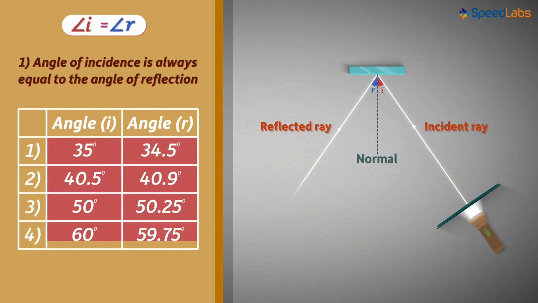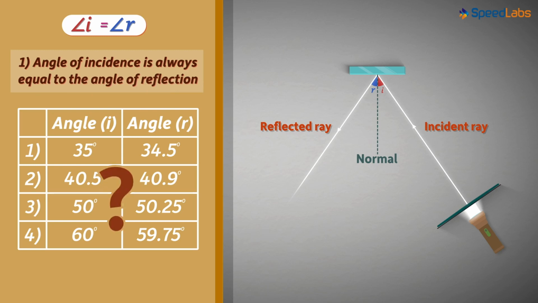When we look at the readings, we see that in each case, the angle of incidence and the angle of reflection are approximately equal. But wait, the first law tells us that the angle of incidence is equal to the angle of reflection and not approximately equal. Why isn't it exactly equal in each case?